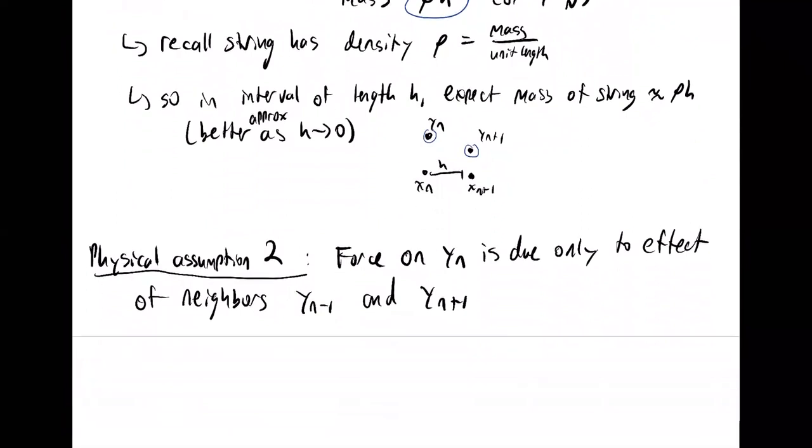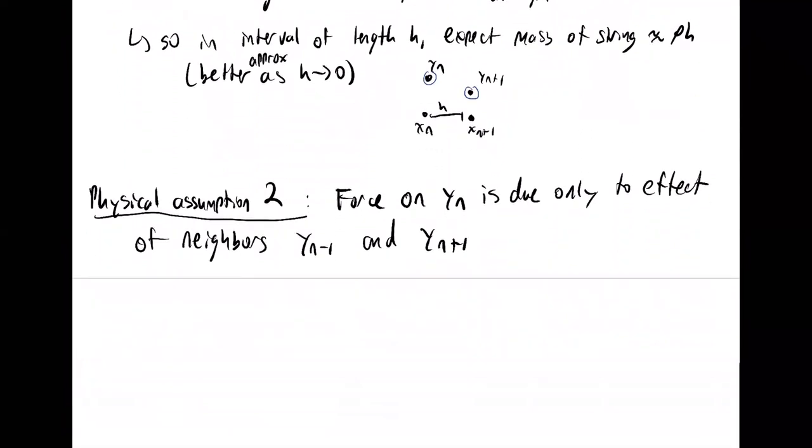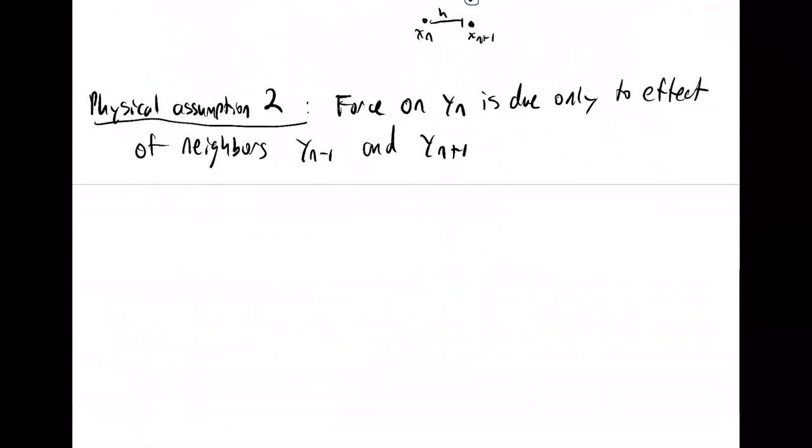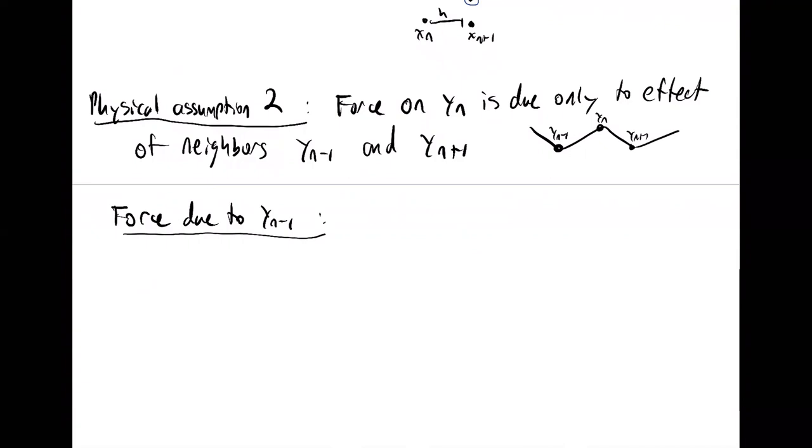Okay, so now we know that whatever force is acting on, let's say we fix the particle yn, whatever force is acting on it is only contributed from its two neighbors. And so let's try to understand what these forces should actually be if we write down equations for them. So what's a good candidate for the force due to yn minus 1, which is the particle to the left? Maybe to have a picture of what's going on here. So this is yn minus 1, this is yn plus 1, and so on.